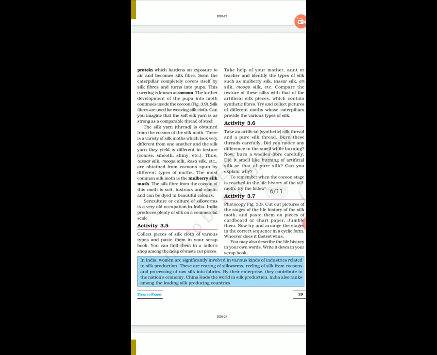protein. When this fiber is exposed to air, it becomes silk fiber. What does it become? It becomes silk fiber.